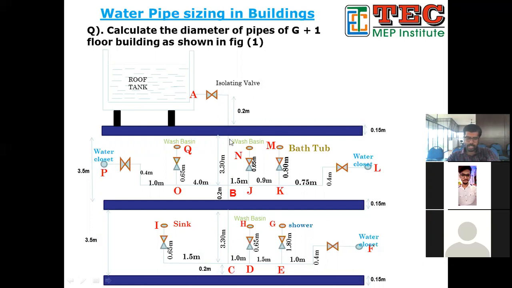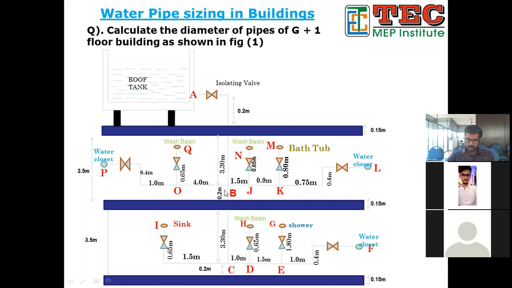So how much should be the drop? What should be the height? 0.2 plus 0.15 plus 3.3. AB is 3.3, right? What is the drop? 3.3 plus 0.15 plus 0.2. That is 3.65. It is positive, okay?